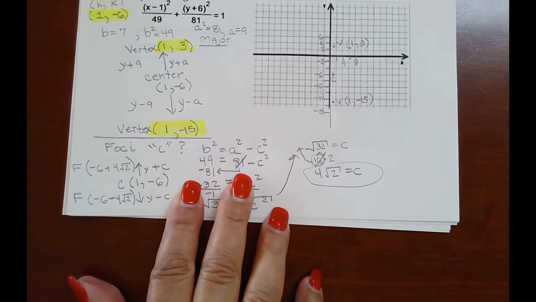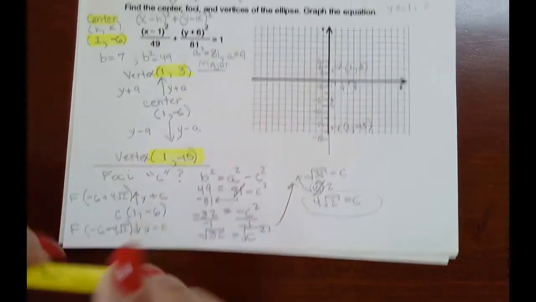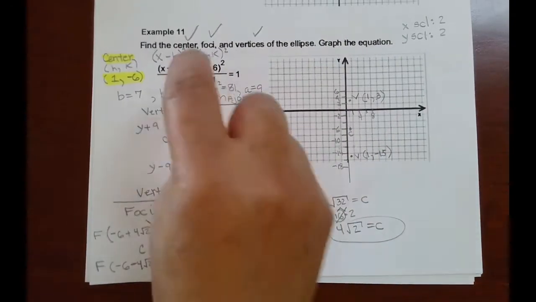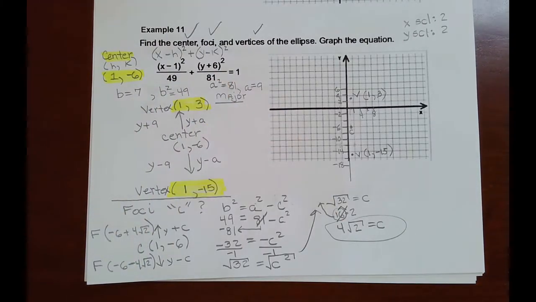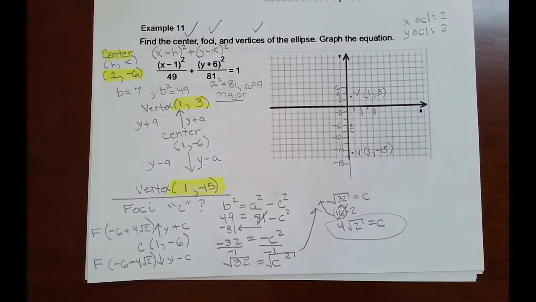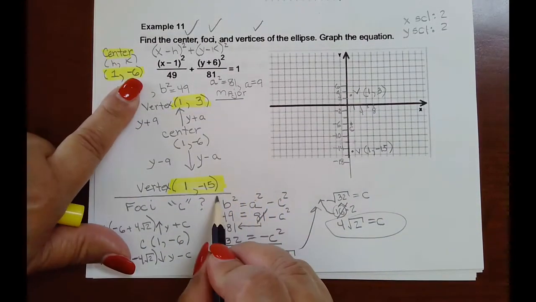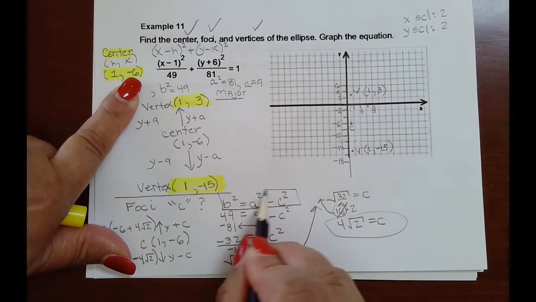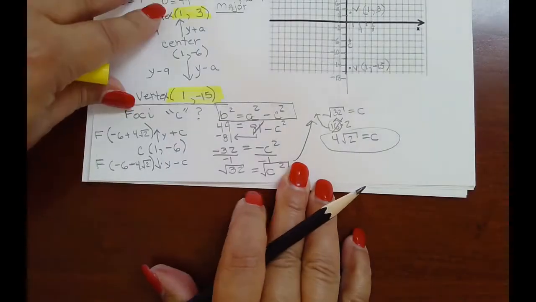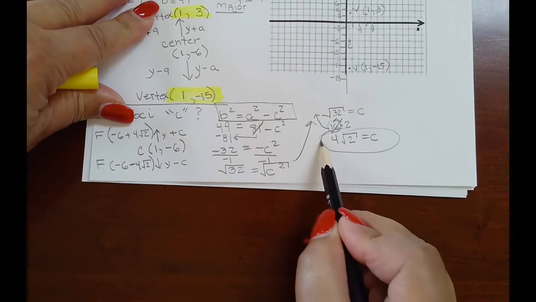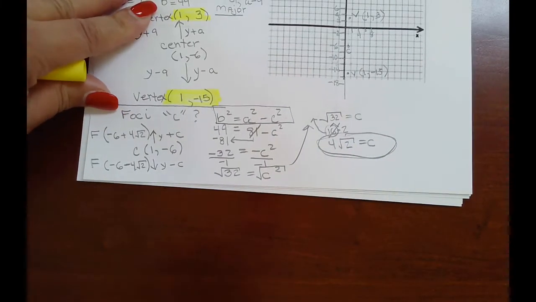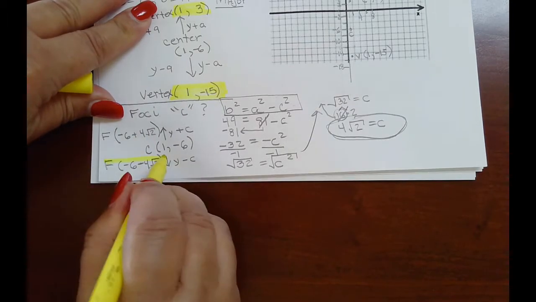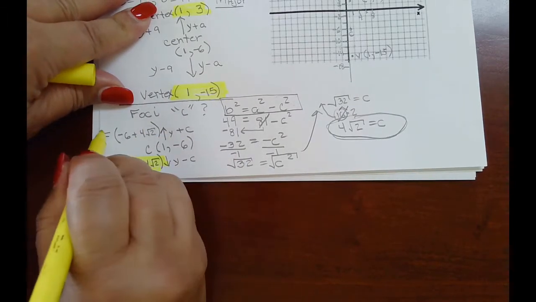So now we have the center, which was suggested right by the numbers that were in the equation. Denominators gave us a squared and b squared. This formula right here allowed us to find the c value, and then finding that c value right here allowed us to get to the foci finally. Let's complete the graph though, because we haven't graphed the whole graph.